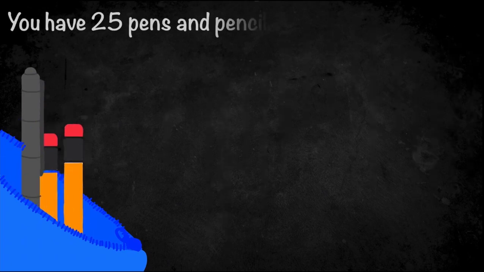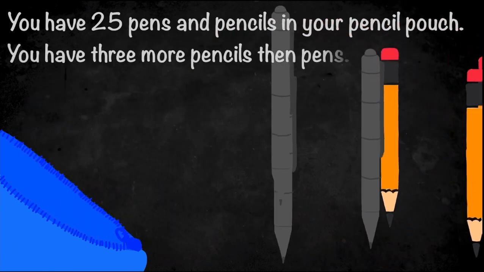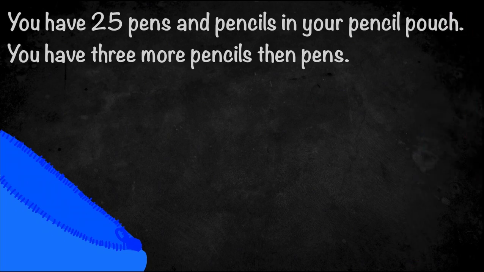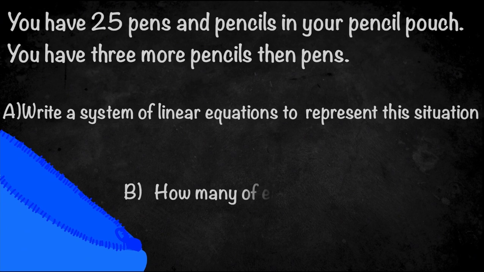Hey everybody, so today we have an interesting problem. The problem is you have 25 pens and pencils in your pencil pouch. You have 3 more pencils than pens. A, write a system of linear equations to represent the situation. B, how many of each do you have?